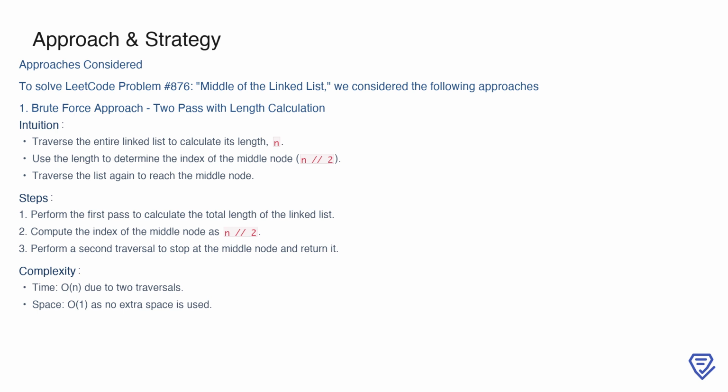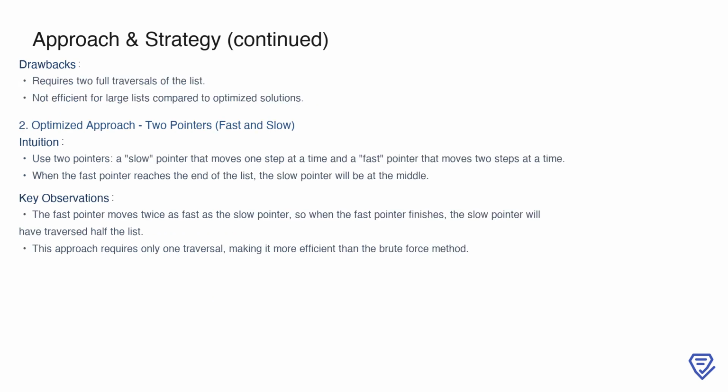This approach involves two main steps: first, a full pass through the list to compute its length, and second, another pass to stop at the middle node. While this method is simple to understand and implement, it has a time complexity of O(n) due to the two traversals. Space-wise, it's efficient, requiring O(1) additional space since no extra data structures are used. However, the brute force approach has some notable drawbacks. Specifically, it requires 2 full traversals of the linked list, which can be inefficient, especially for very large lists.